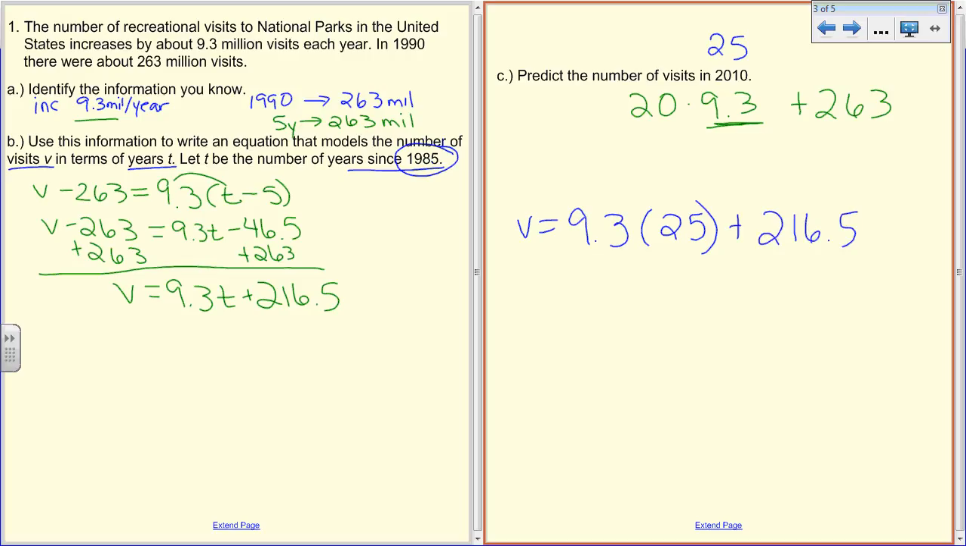Does the work look very similar for both of those ways, ladies and gentlemen? Are they both getting multiplied by 9.3? Yes. Are they both getting some value added onto them? Yeah, you just have to decide which one you're starting at. Both methods will give us the same answer there. So I'm going to do the one that Seth has there, 9.3 times 25 plus 216.5. And we get 449.